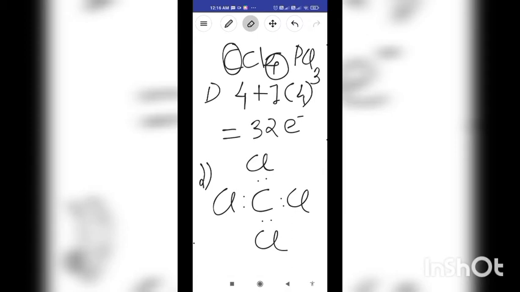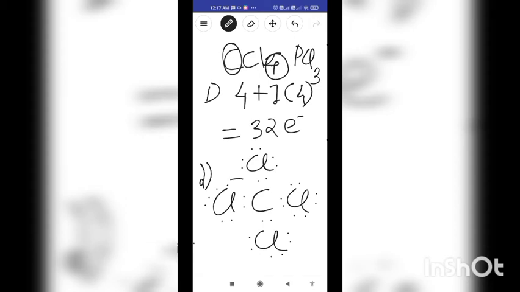How to distribute this? For each atom we have to distribute an equal amount. So there are 24, so each atom will get 6. 1, 2, 3, 4, 5, 6 for each chlorine. So let's see if it is completing its octet or not.